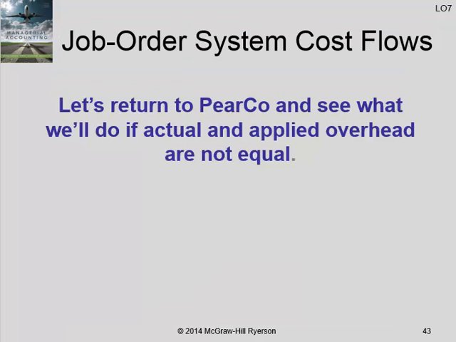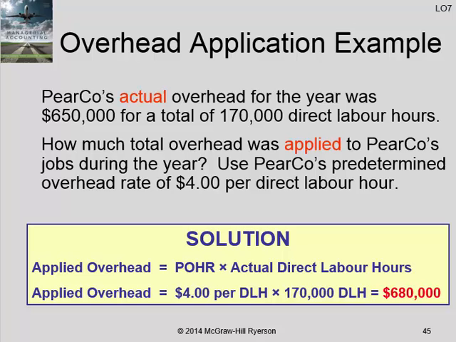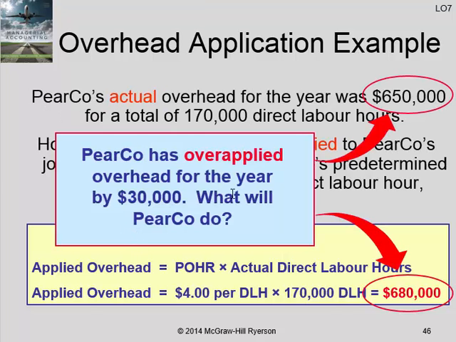Okay, so looking back to Pear Company, what happens if the actual overhead and the allocated or applied overhead is not equal? Well, okay, so actual overhead 650,000. Applied overhead, they want us to calculate. All right, applied overhead 680,000 here based on the calculation. So now what? One is the actual amount, 650, but we applied to the individual jobs a total amount of 680,000. What do you do? Well, we're in a situation where we have what's called over applied or over allocated overhead in the amount of $30,000. And so what do you think happens?